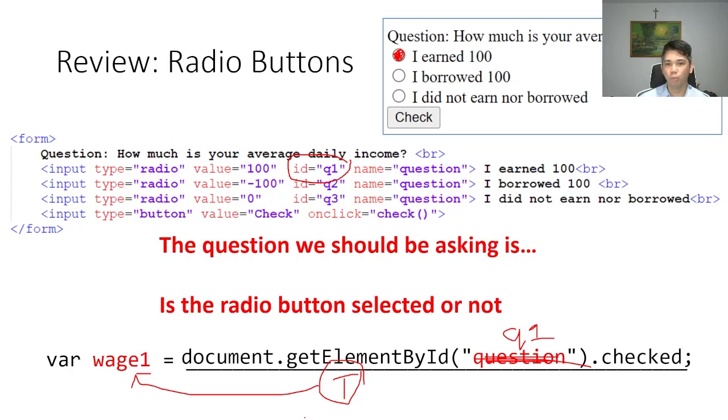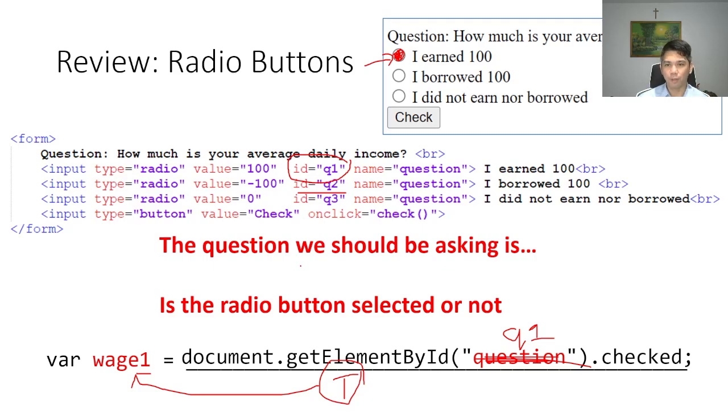Now, why do we need this true or false value? If this is true, it means the radio button is selected. If we will add another line, let's say we have variable wage2 and document.getElement by ID Q2, Q2 is not selected, therefore the value of it is false. So wage2 will have a value of false.